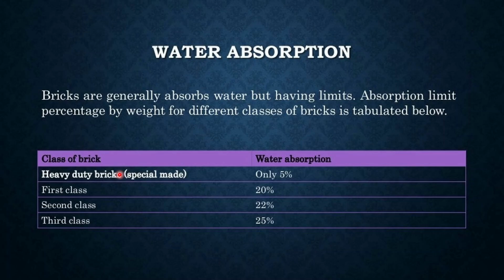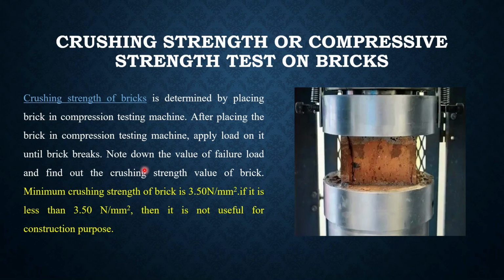And then we have a three type classification: first class brick, second class brick, and third class brick. Usually first class is 20 percent, second class is 22 percent, and third class is 25 percent. So with that water absorption capacity, you can classify the bricks.